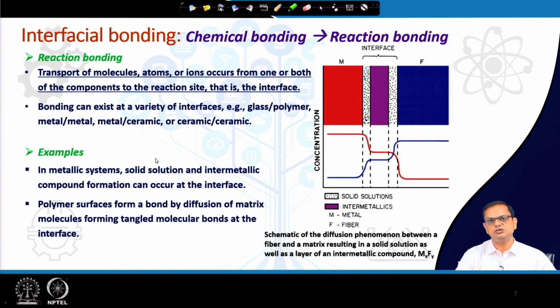In a metallic system, solid solution and intermetallic compound formation can occur at the interface, as I have shown here earlier. In case of polymer materials, polymer surfaces form a bond by diffusion of matrix molecules, forming tangled molecular bonds at the interface. So, a diffusion layer will be there, and then ultimately there will be bond formation in this particular case.